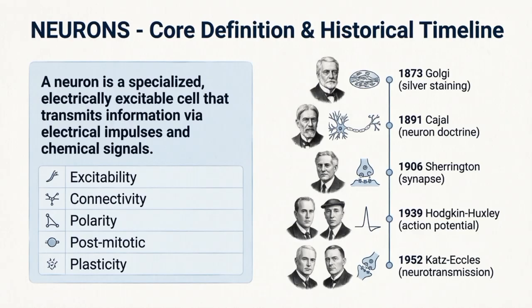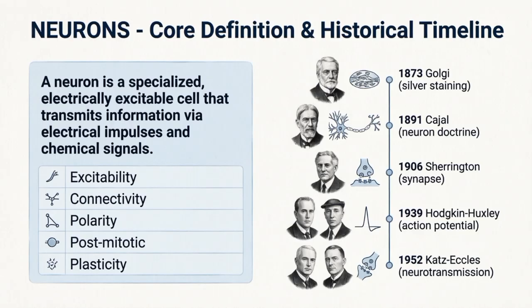Main content. Let us begin with the core definition. A neuron is a specialized, electrically excitable cell that transmits information throughout the nervous system via electrical impulses and chemical signals. Neurons possess 5 key characteristics that make them unique.